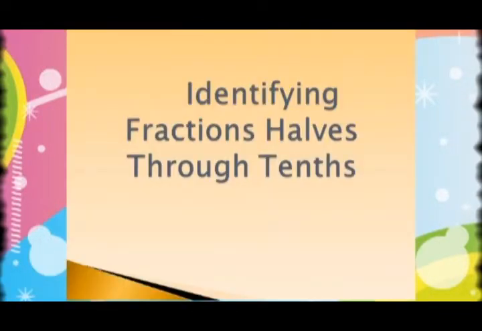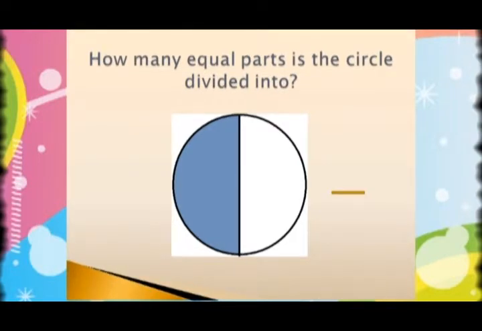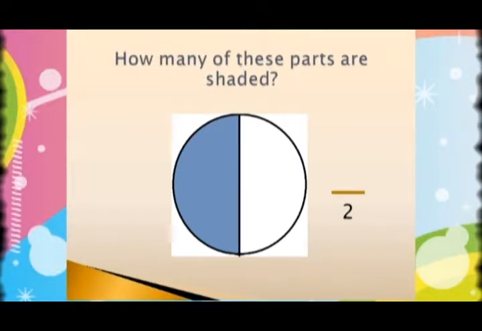Let's move on. Now we'll be moving on to identifying fractions, halves through tenths. Let's look at the first example. How many equal parts is the circle divided into? The circle is divided into two equal parts. How many of these parts are shaded? One part of the two parts is shaded. Therefore, half of the circle is shaded.